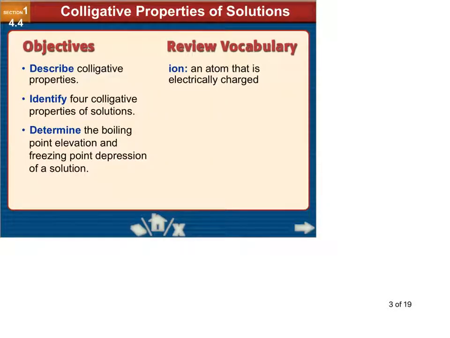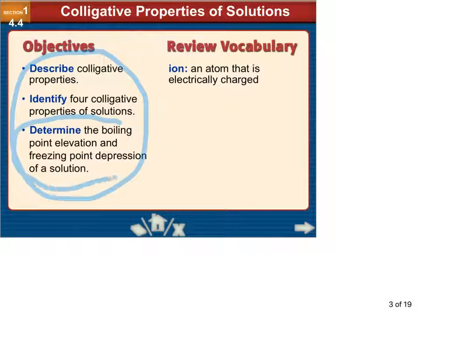Today we're going to be looking at notes for section 14.4, titled Colligative Properties of Solutions. Our objectives: we're going to describe colligative properties, identify 4 colligative properties of solutions, determine the boiling point elevation and freezing point depressions of a solution. This objective we will work mostly on in class to work with the calculations involving it.